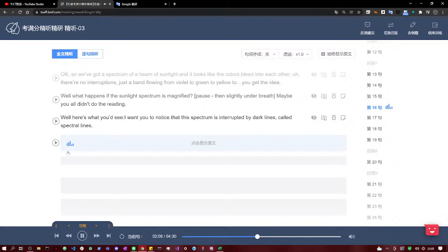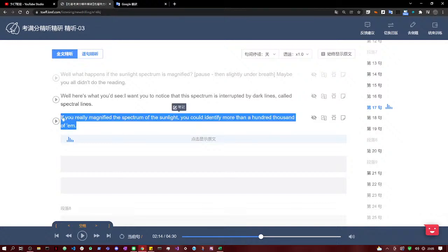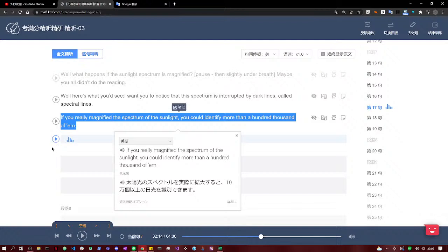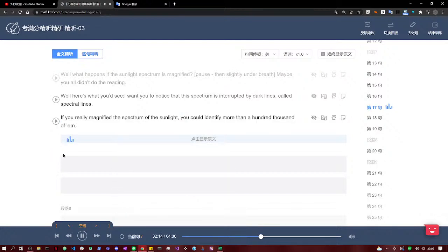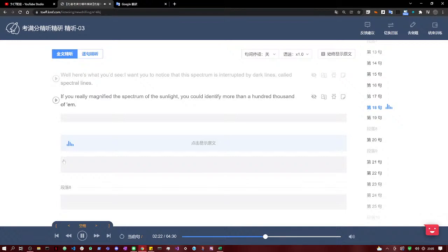If you really magnify the spectrum of the sunlight, you could identify more than 100,000 of them. They may look kind of randomly placed, but they actually form many distinct patterns. And if you were looking at the spectrum of some other star, the colors would be the same, but the spectral lines would break it up at different places, making different patterns.